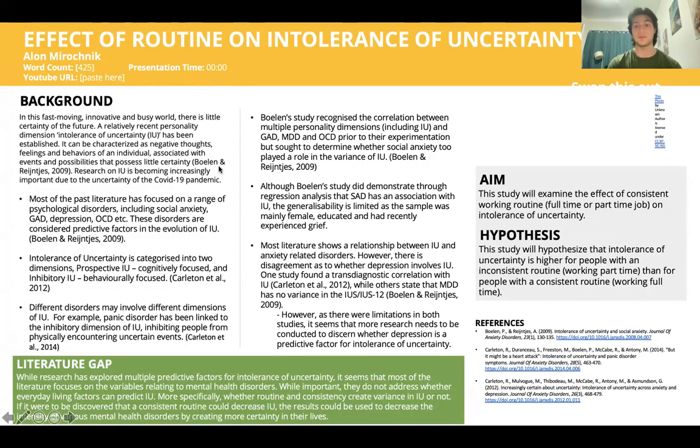Hi, my name is Mirochnik, and for my research proposal plan, I have chosen the topic of personality. More specifically, I've chosen to look at intolerance of uncertainty. In my background, I talked about why I think the study of intolerance of uncertainty is important and some of the current literature, which is out right now.